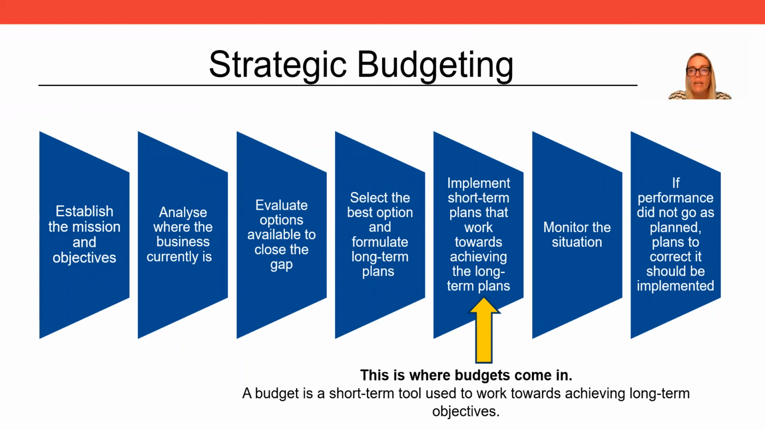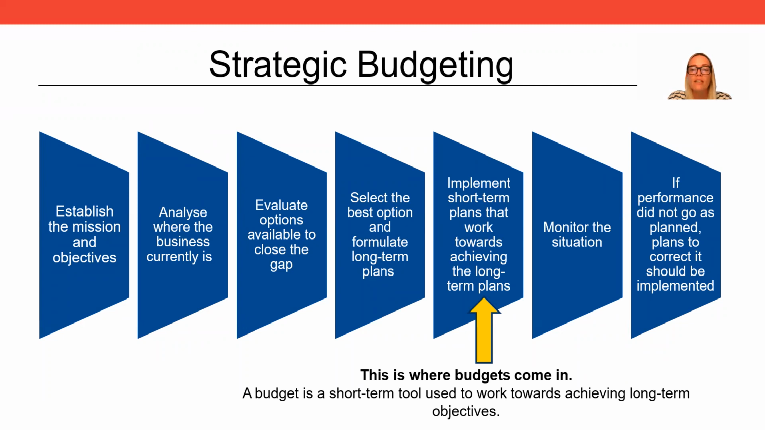So a budget will be a key part of this, helping to see what will be done in the short term and how that might be achieved. Budgets can also help with monitoring of the situation if you are performing to the budget, below the budget, or beyond the budget. And if performance didn't go as planned, then plans to correct it can be implemented, again using the information gleaned from the budget.